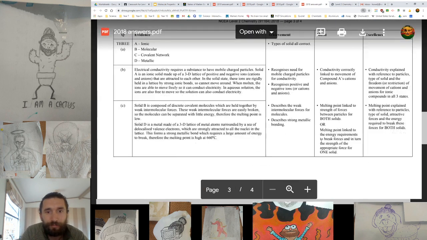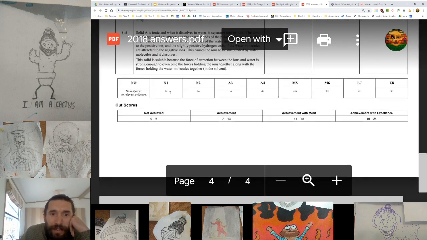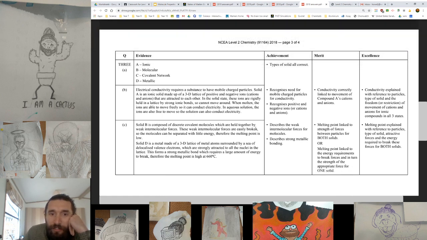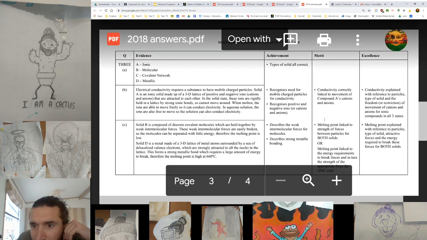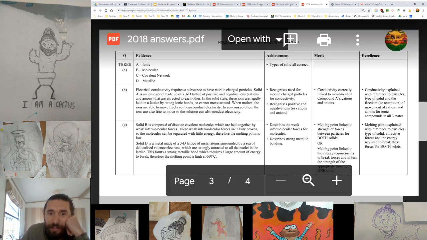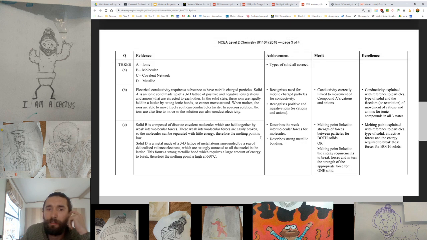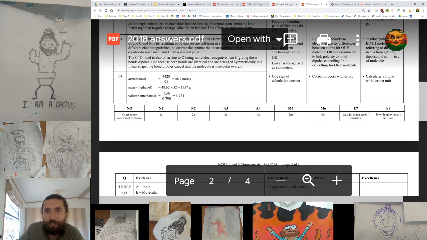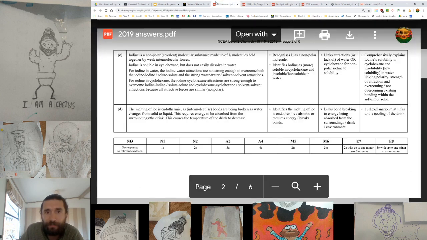So that is what they say. Let's see if it's about the same. Solid B is composed of discrete covalent molecules which are held together by weak intermolecular forces. These weak intermolecular forces are easily broken, so the molecules can be separated with little energy, therefore the melting point is low. So those are some examples of exam questions. Once again, they're super repetitive, same every year.